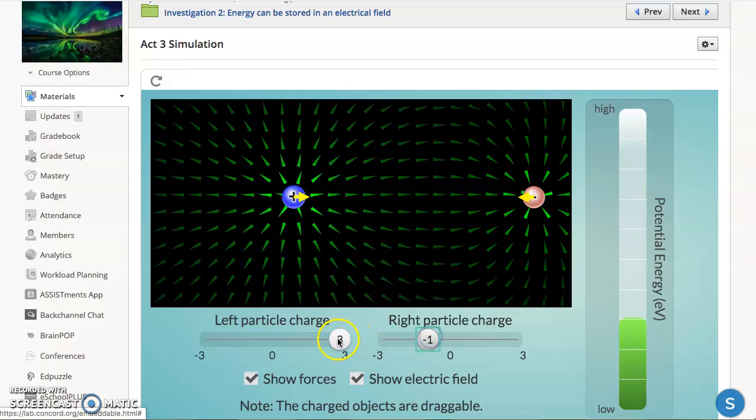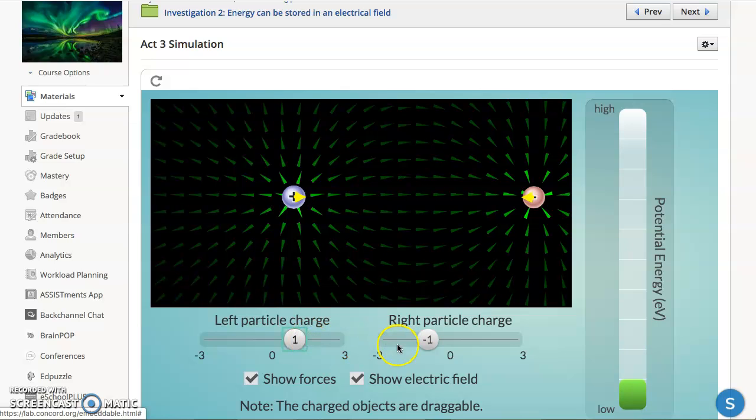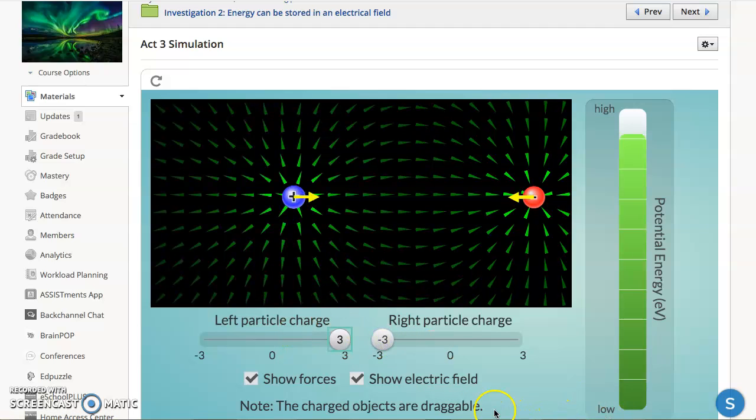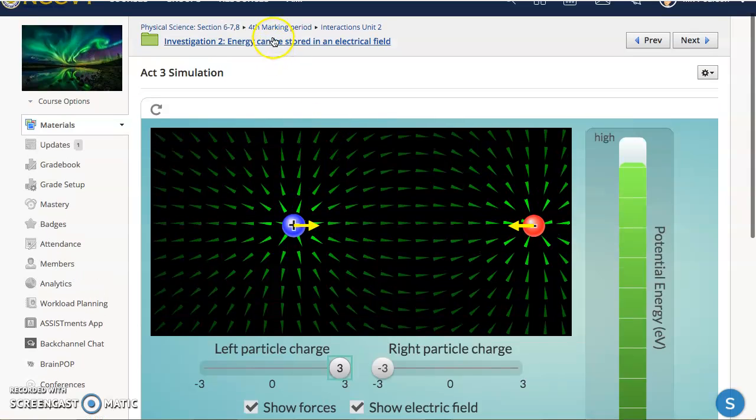If I have a very small charge, let's say a positive one and a negative one, the potential energy is very low. If I ramp that up and change it to, say, a -3 and a +3, that skyrockets the potential energy. So the higher the magnitude of my charges, the higher the potential energy. That's the basics of what we saw in the third one.